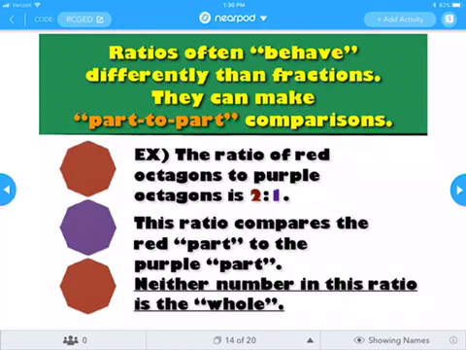It's also very important that you write your ratio in the correct order. Notice how we wrote 2 to 1 because it asked red to purple. If you were to select 1 to 2, that would be an incorrect ratio because the way it asks for it was red to purple, not purple to red.